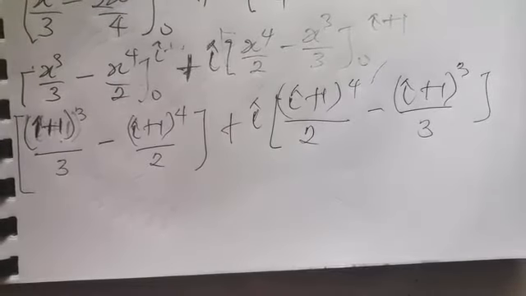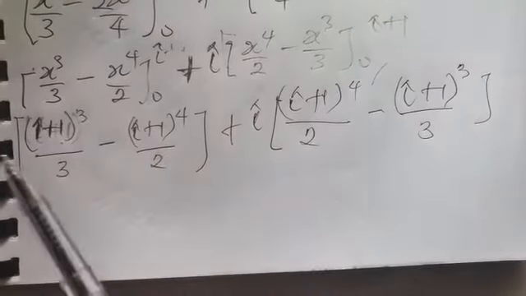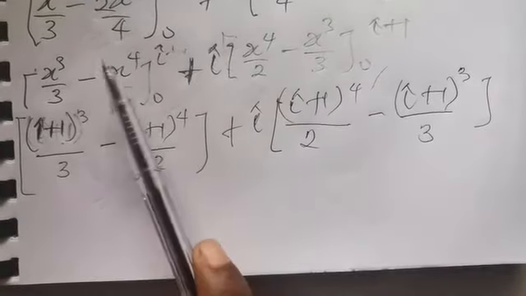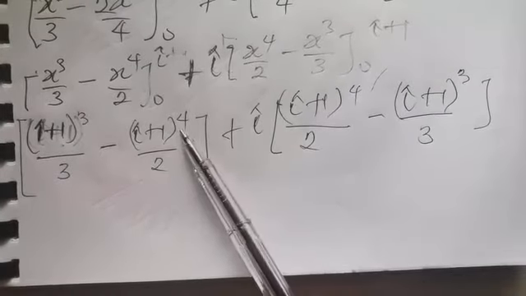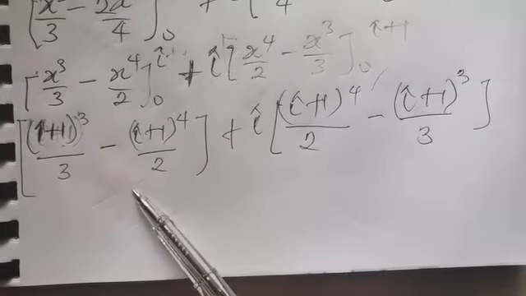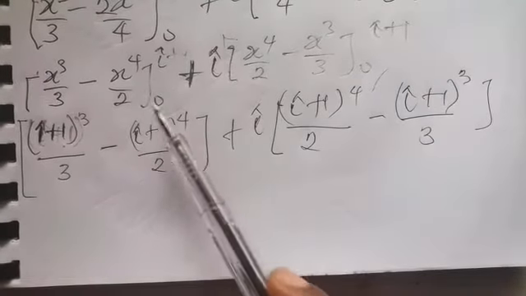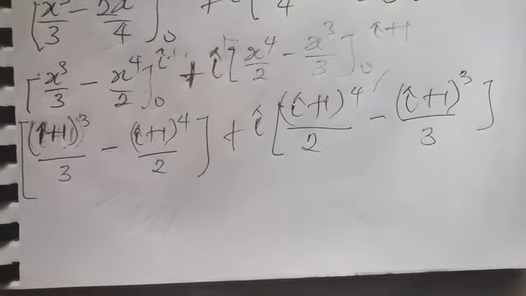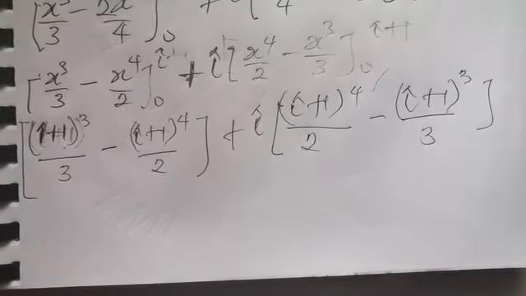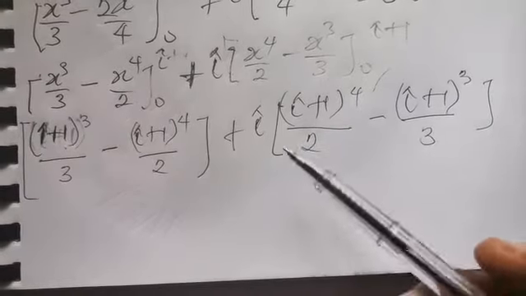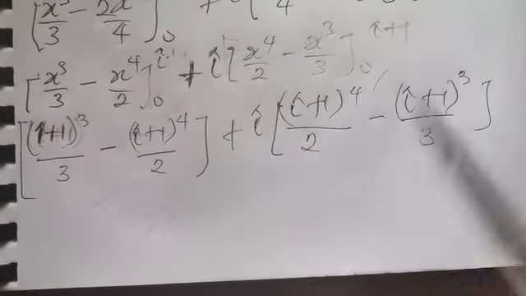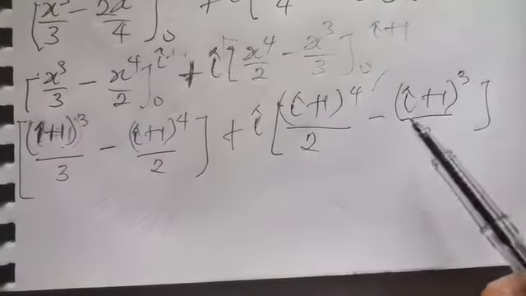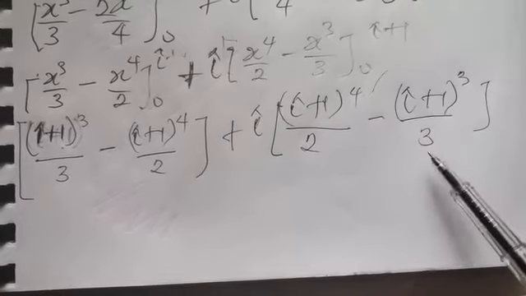So we put in the limits now. In place of x to the power of 3, the upper limit is i plus 1 to the power of 3 all over 3 minus, in place of x to the power of 4, we have i plus 1 to the power of 4 all over 2. Observe that we've neglected 0, because if you put in the lower limit as 0 to the power of 3, it still remains 0. So that one is discarded, and we can do with the upper limit alone. Over here, same thing: in place of x to the power of 4, the upper limit, i plus 1 to the power of 4 all over 2 minus, in place of x to the power of 3, we have i plus 1 to the power of 3 all over 3.